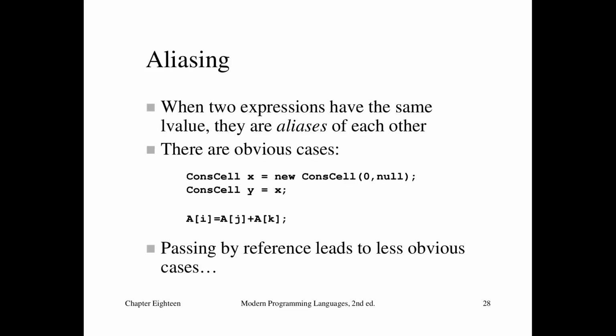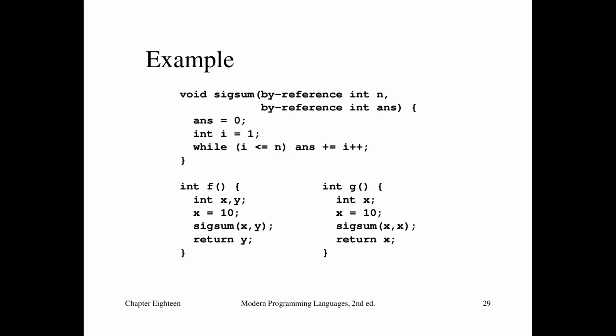Aliasing, as we should know, is when we have two expressions with the same L value. They are aliased to each other. In Java, whenever we assign one variable to be equal to another variable, that is aliasing, except in the case of primitives. This only applies to objects, which then includes array objects. So if we say one array cell is equal to another array cell, that is another type of aliasing. Anyway, pass by reference can lead to some less obvious cases that are possibly dangerous.